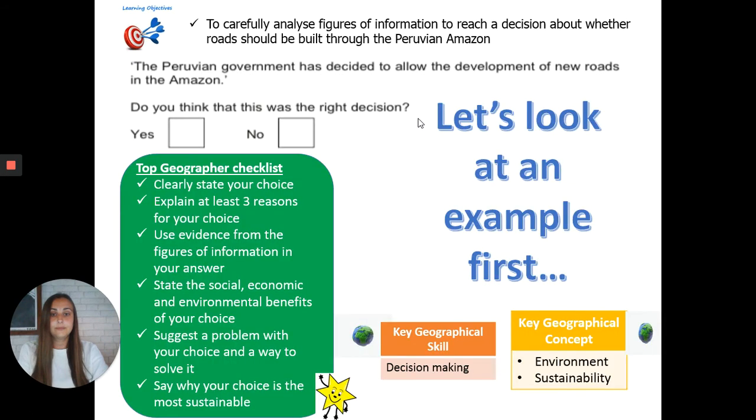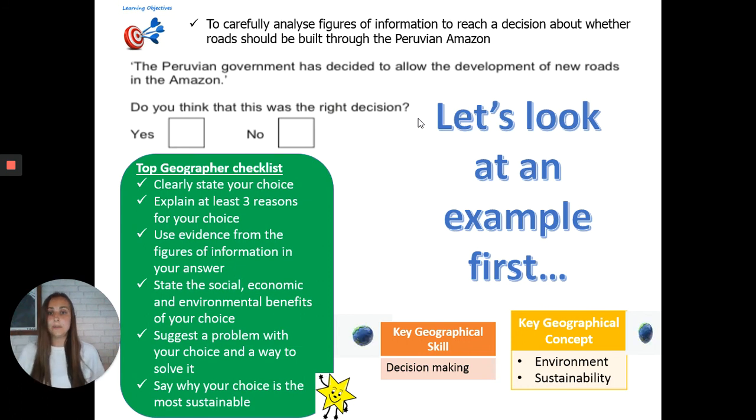Okay, so that leads us to the last task that you're going to do today. We've got a question for you to answer. The Peruvian government has decided to allow the development of new roads in the Amazon, so that's already gone ahead. So we're going to debate whether we think that was the right decision. Yes, these roads should be built, or no, they shouldn't.